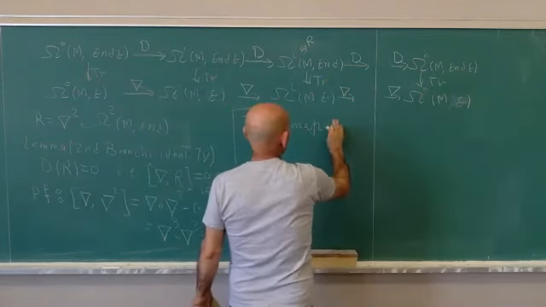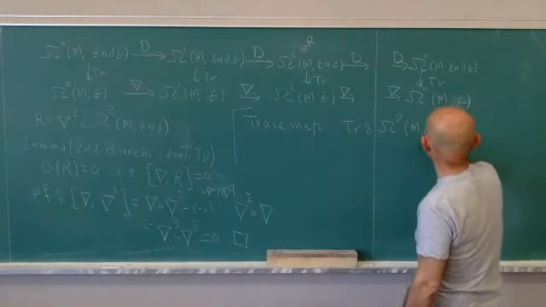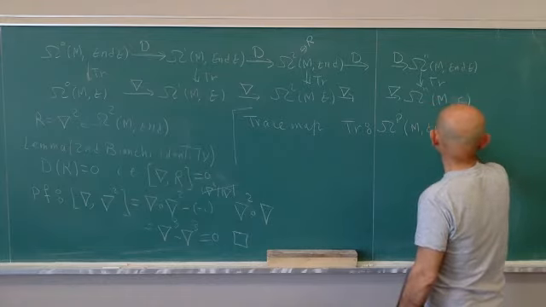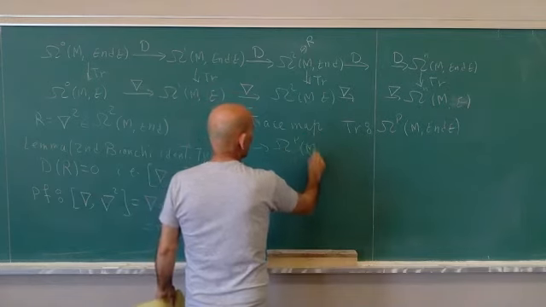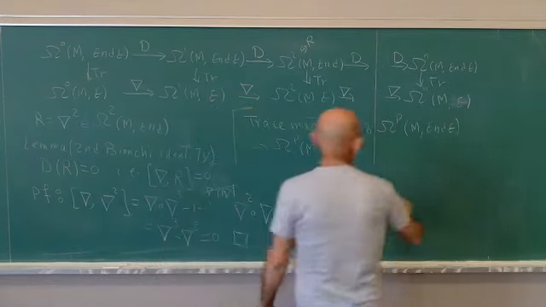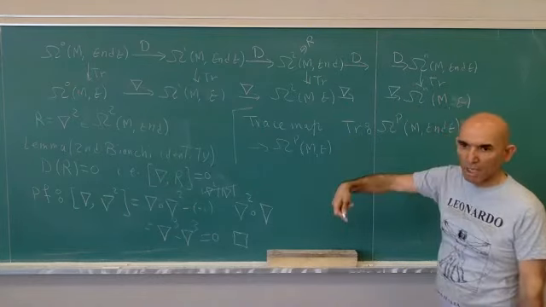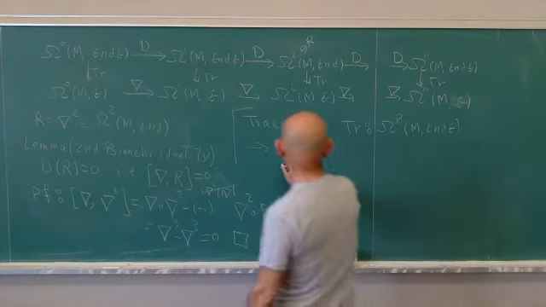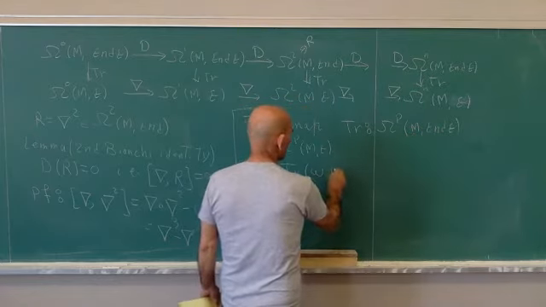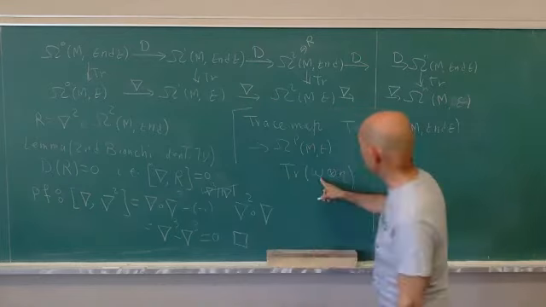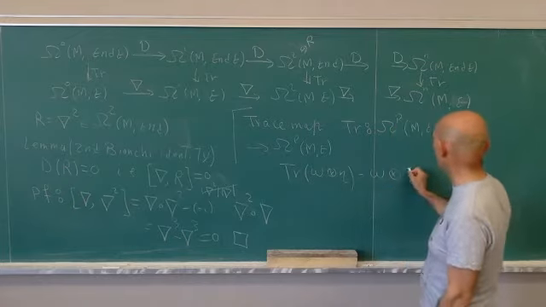So this trace from Omega^p(M, End(E)) to Omega^p(M). Well, this is really an extension of the trace from the endomorphism ring to the ground field, right? So imagine you have an element here, omega tensor eta. We don't touch omega, so it is omega tensor trace of eta.